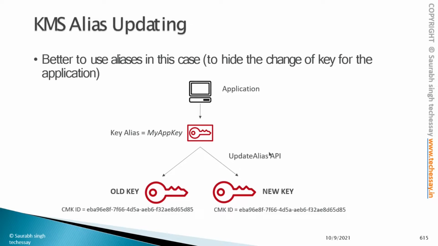Let's talk about KMS alias updating. It is better to use an alias in this case to hide the change of key from the application. Here is our application and here is our key alias, my-app-key. After the update, this is our old key and the key ID is changed, but our key alias is not changed. So this is the overall idea. Our application will only see the key alias, which is not changed; basically my key alias is my-app-key. So let's move further.